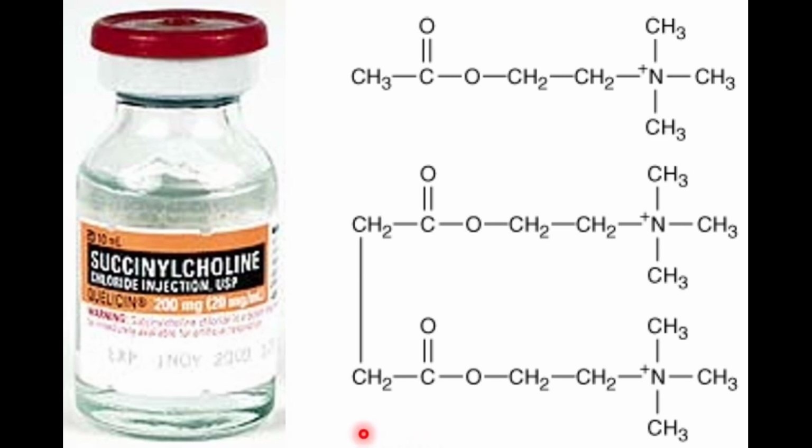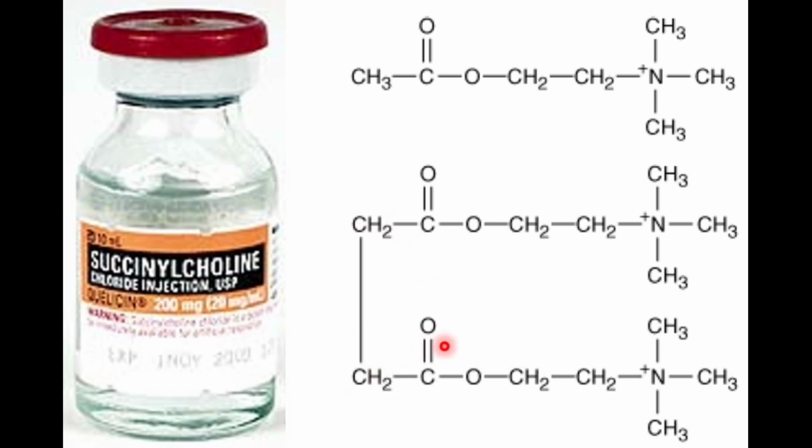In this figure, the structure of acetylcholine and succinylcholine is compared. The point I would like to make is that succinylcholine is composed of two molecules of acetylcholine. Two molecules of acetylcholine are attached together at this point.